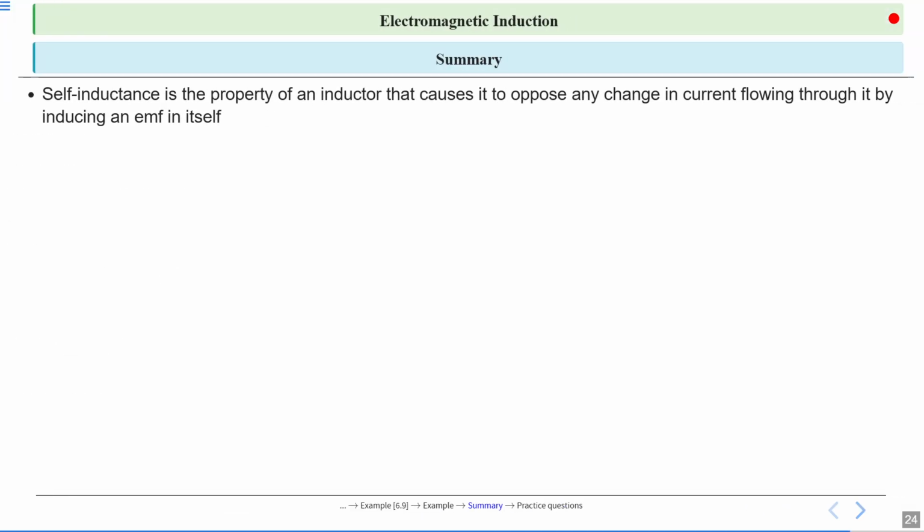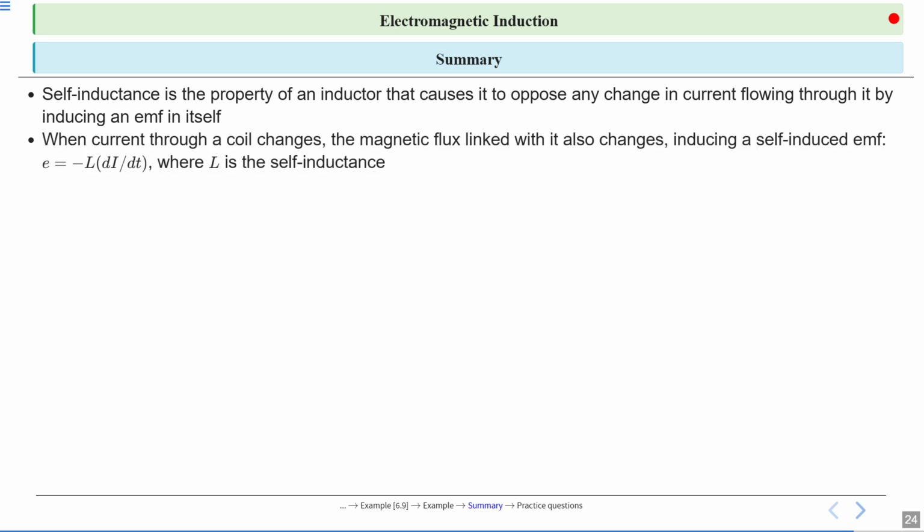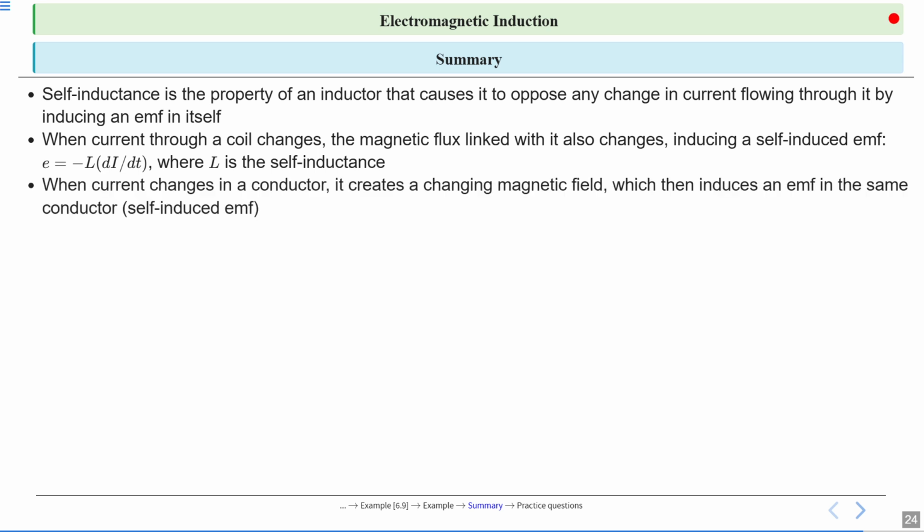So let's look at the summary. Self-inductance is the property of an inductor that causes it to oppose any change in the current flowing through it by inducing an EMF in itself. When current through a coil changes, the magnetic flux linked with it also changes, inducing a self-induced EMF E equal to minus L di by dt, where L is self-inductance. When current changes in the conductor, it creates a changing magnetic field, which then induces an EMF in the same conductor; that is called self-induced EMF.